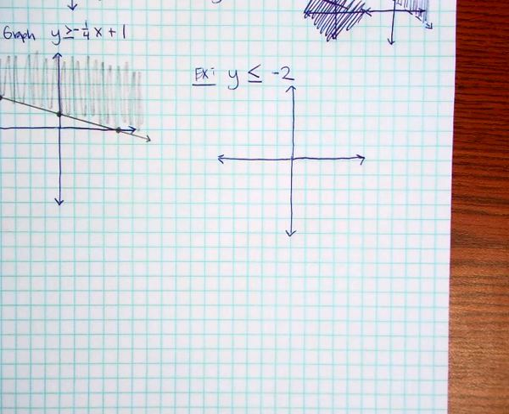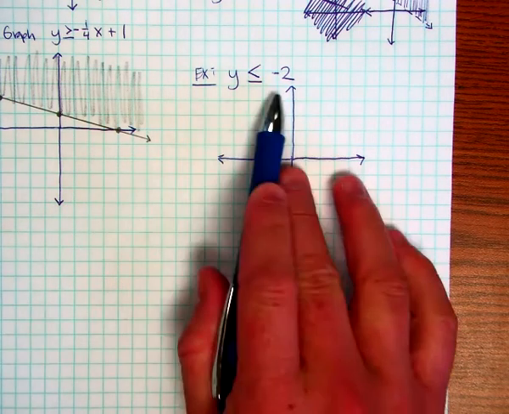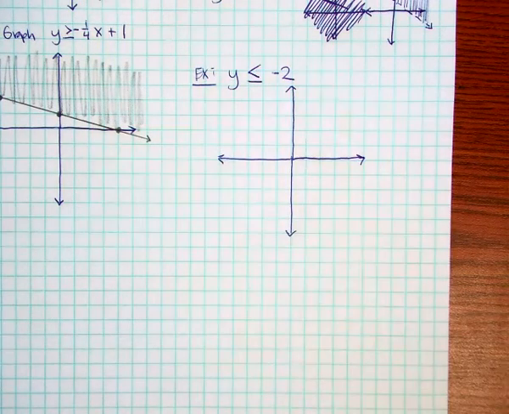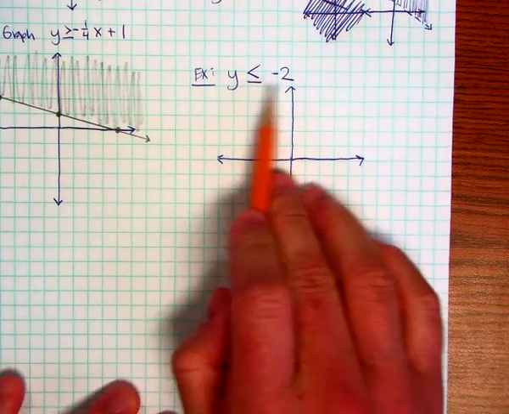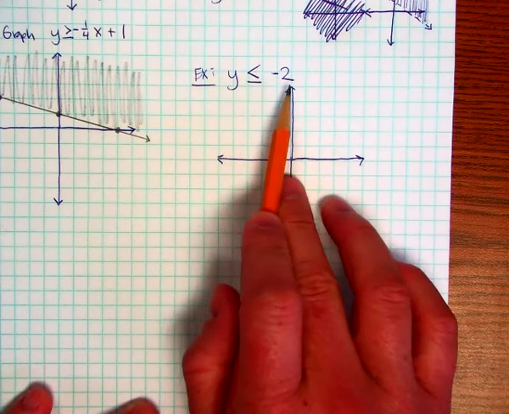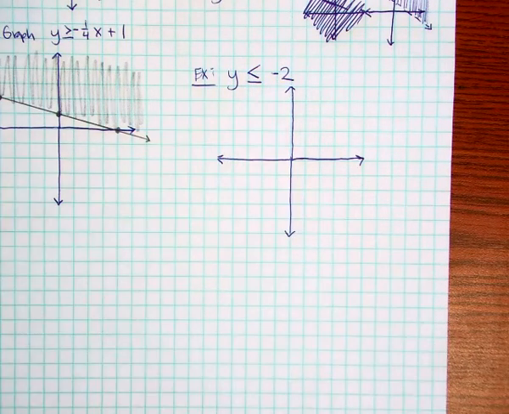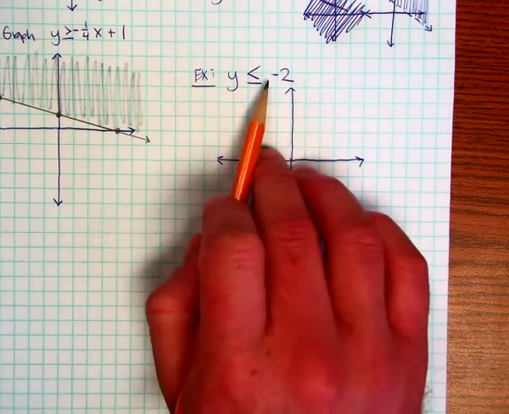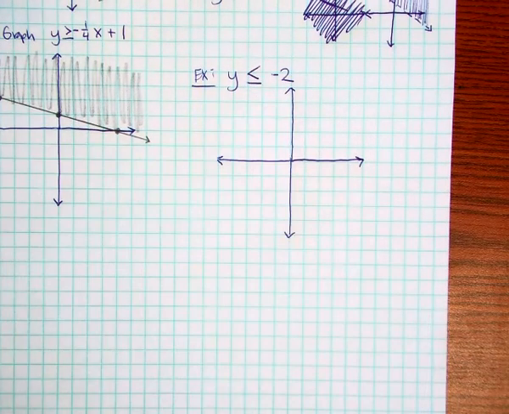For this line, it's a little strange because there's no x. The variable x is missing completely from this inequality. Does anyone remember what type of line this makes? It's a very specific, special type of line when x is missing completely. Savannah? This makes a horizontal line.